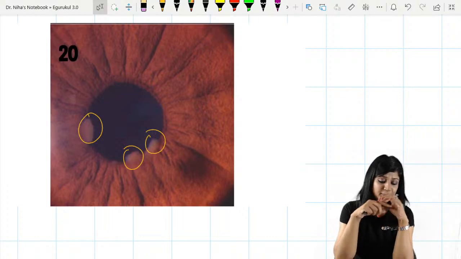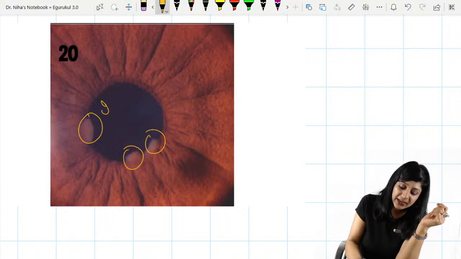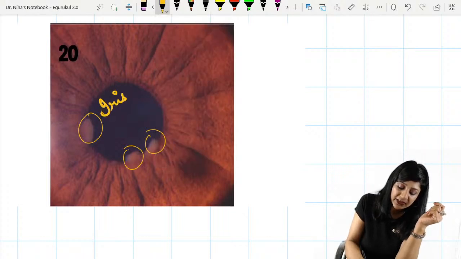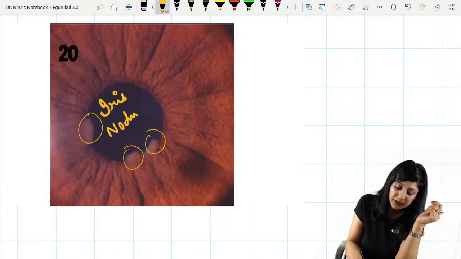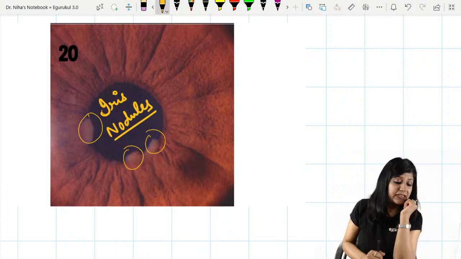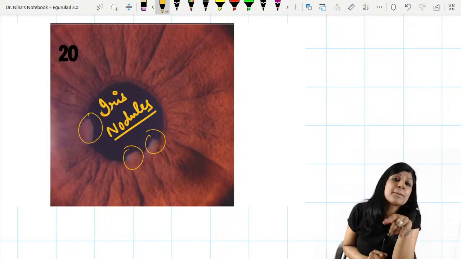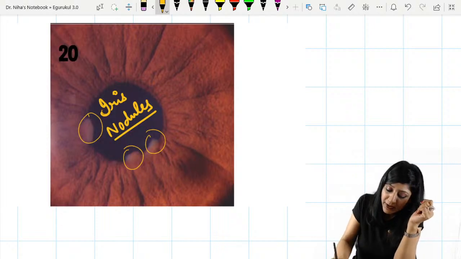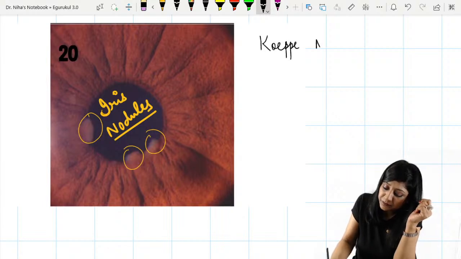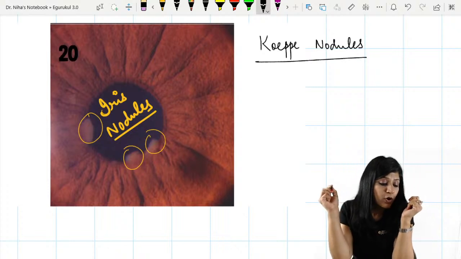Very good. So yes, these are your iris nodules. What kind of iris nodules are these? Exactly, they are present on the pupillary margin. So basically these are your Koeppe nodules. Therefore these are your Koeppe nodules.